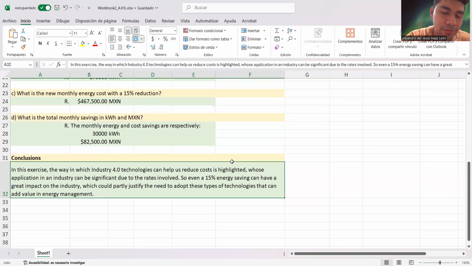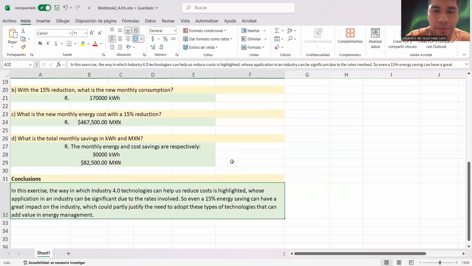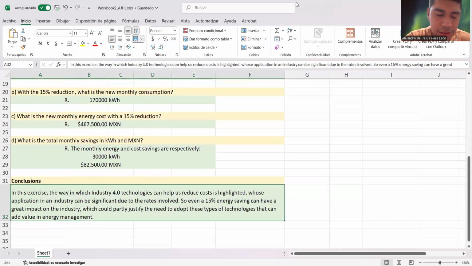And the energy saving, the cost savings can be useful for the company. So that is all for this exercise.